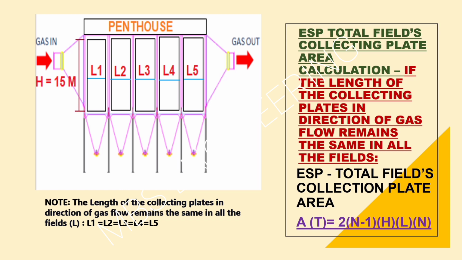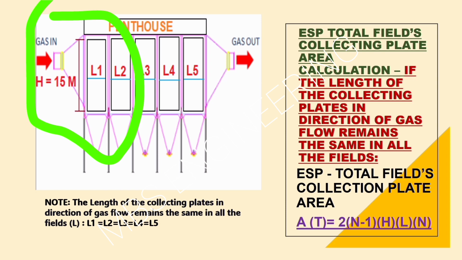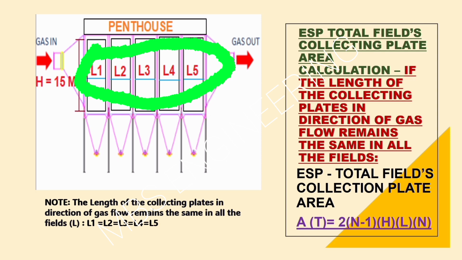Based on the above equation, AT is the total fields collection plate area in square meters. N is the number of collection plate rows across the fields. H is the height of the collecting plates in meters. L is the length of the collecting plates in the direction of gas flow in meters.